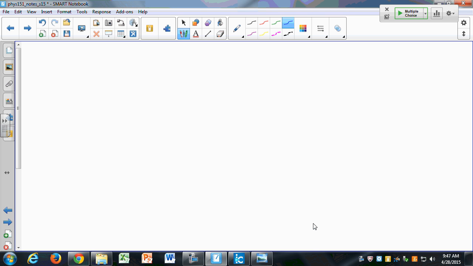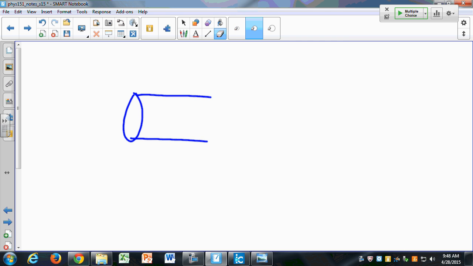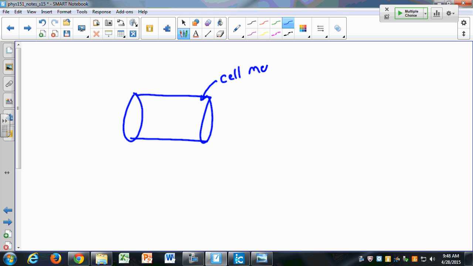Let's see, there's a figure on page 163. So I have this cell membrane. You can sort of think of it as a cylinder. This outside part is our cell membrane. And on the outside, I have sodium ions, I have chlorine ions.